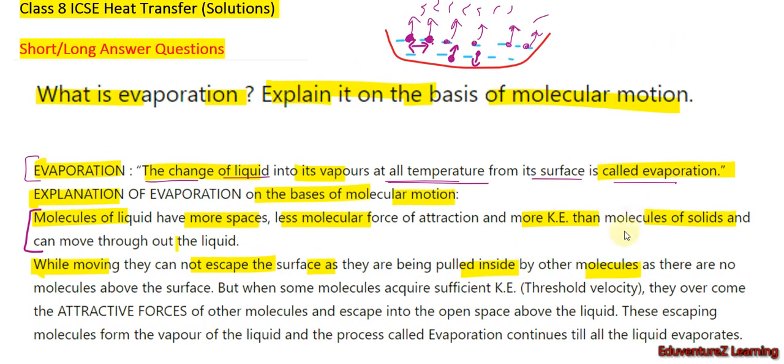Suppose a molecule is moving from downward to upward, and you will say that, sir, in moving from downward to upward, it will escape from the surface. No, this will not happen because this molecule is being continuously pulled downward by the other molecules. So this can't happen without any reason.